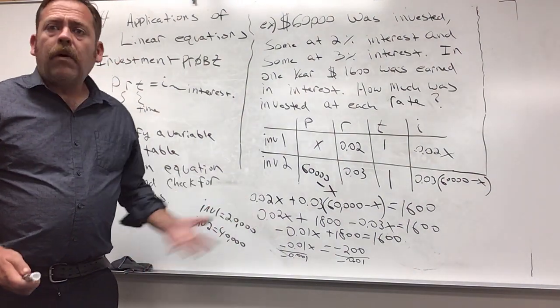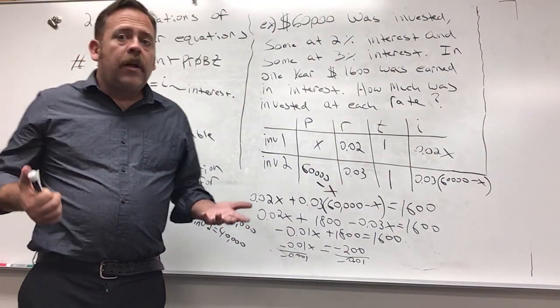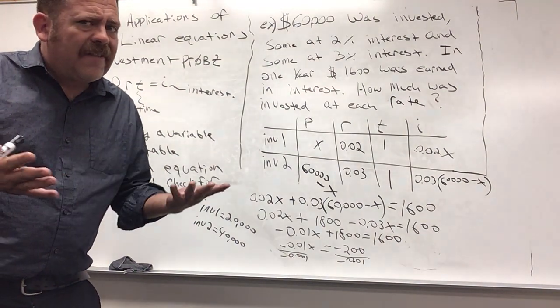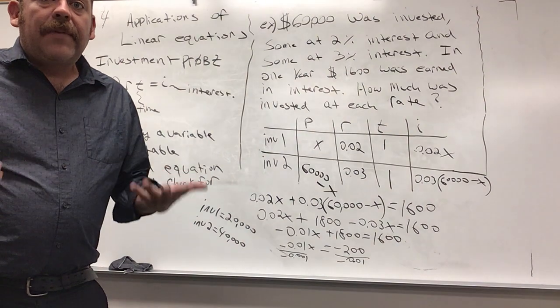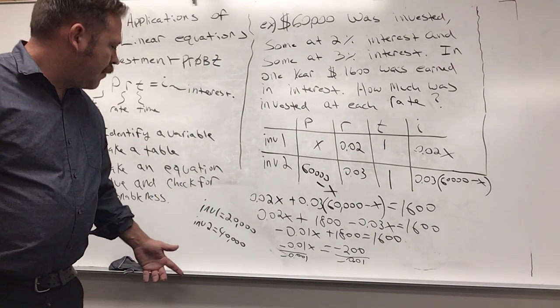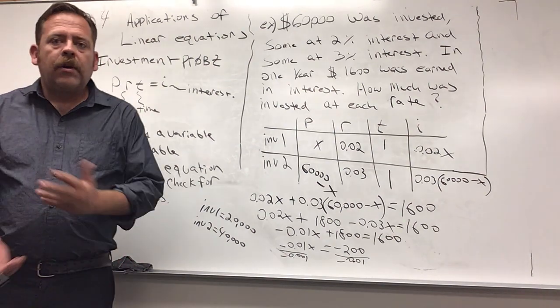Absolutely. What would be unreasonable in this situation? Well, if you have $60,000 to invest, anything less than zero, you can't invest a negative amount of money, or anything bigger than 60,000 wouldn't make sense. Because together they have to add up to 60,000, and they do. What a great problem.